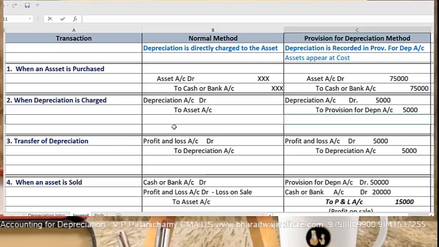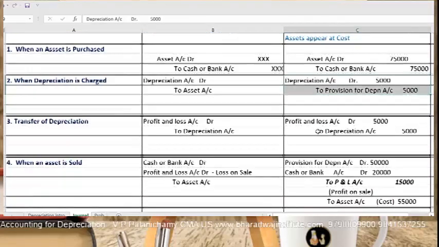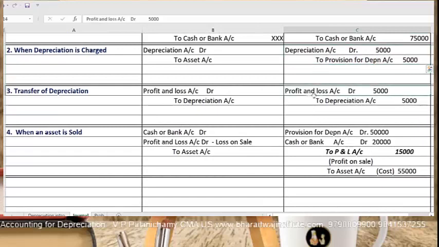Good morning. We begin with the provision for depreciation account method. We already learned that whenever an asset is purchased, asset account debit to cash or bank, the same entry will continue. Whenever depreciation is charged, it will go to the provision for depreciation account. Depreciation account debit to provision for depreciation account. Then the depreciation will be charged to the P&L account.